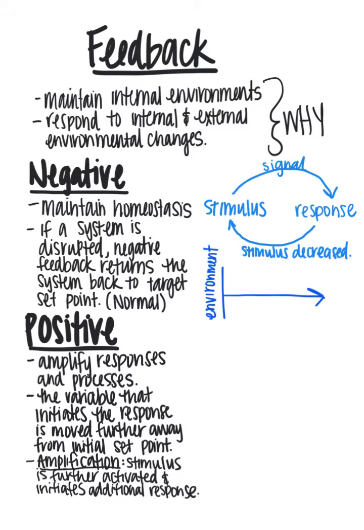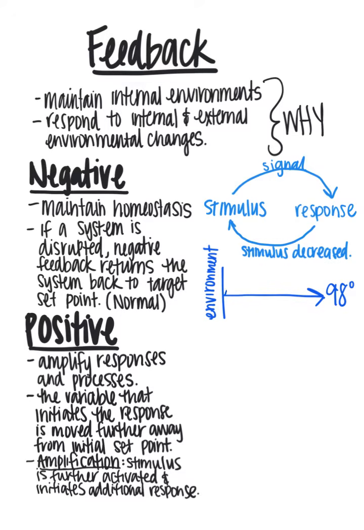This line that I've drawn here, that's moving across time, is going to represent the target set point, or the normal body temperature, or the ideal factor of whatever environment the example is talking about. In this case, temperature. So we're talking about humans. The average body temperature is around 98 degrees.